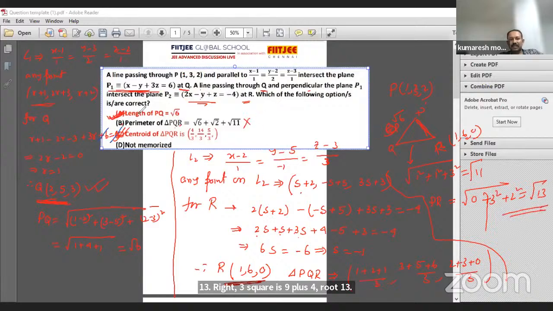So this answer is option A and C. Okay, right? I hope this is clear for everyone. This is our direct formula based problem from NCERT.